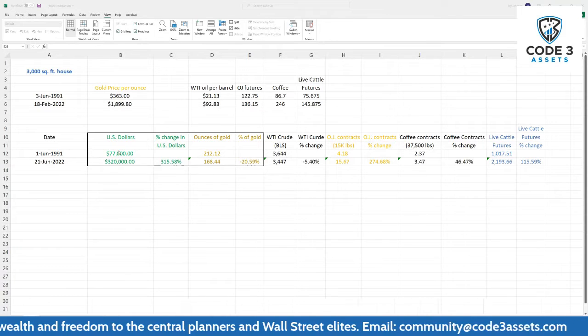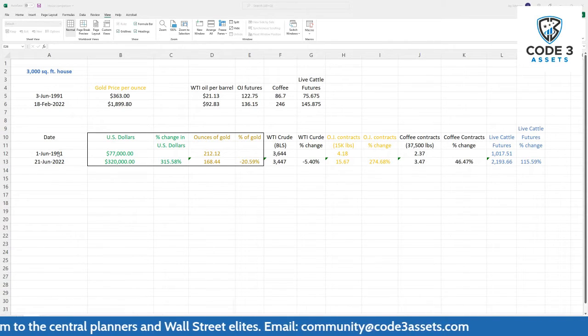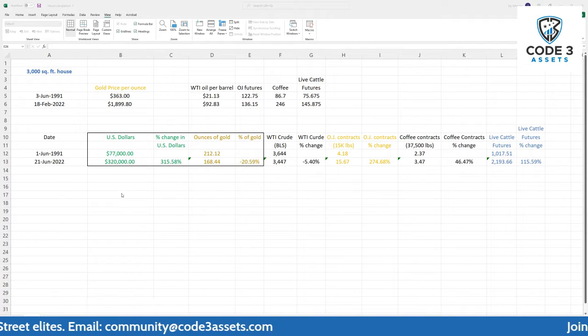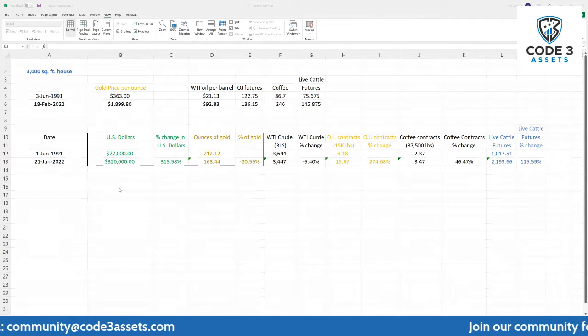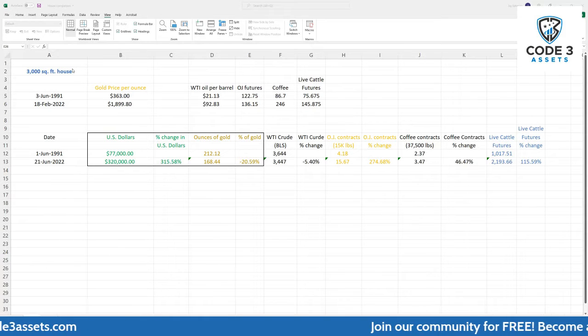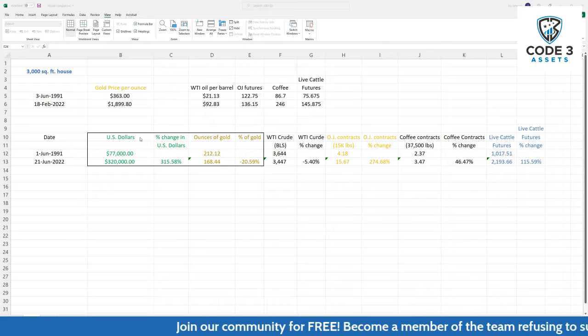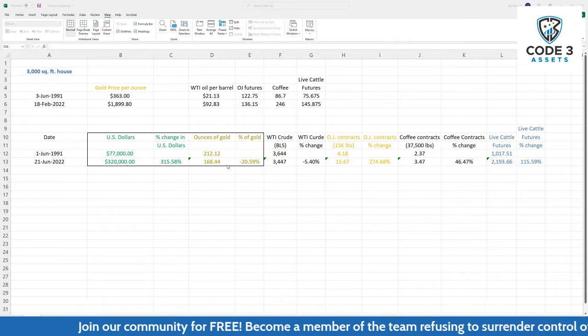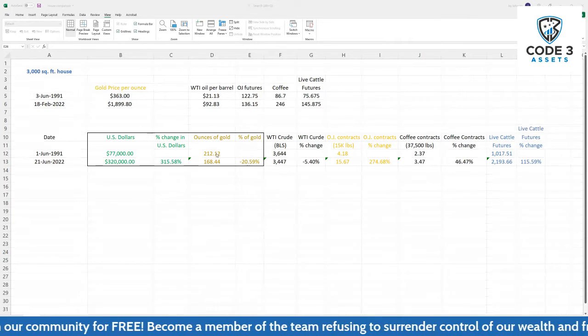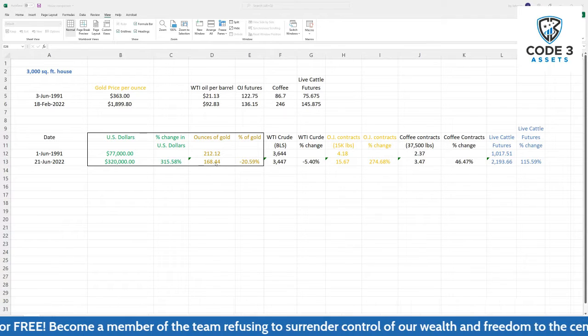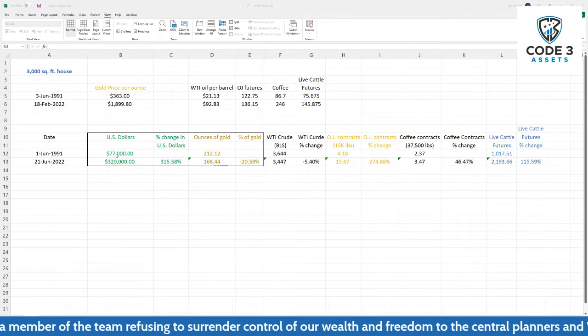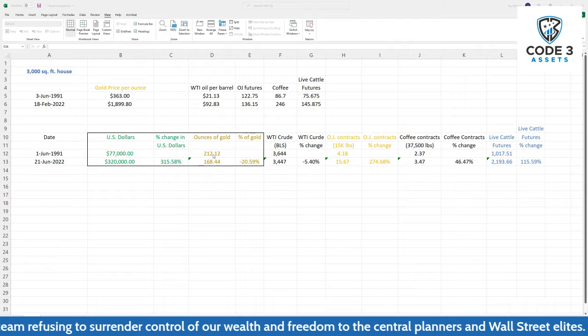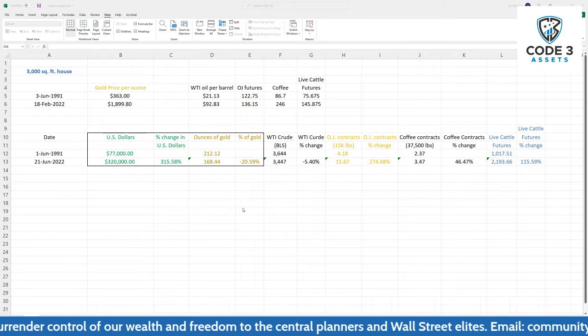So that hasn't changed. In 1991, for this particular example, it took 77,000 US dollars to acquire that real thing in the real economy, the real thing being the house. At that time, gold was $363 an ounce. So if you look at how many ounces of gold it would have taken at that time to convert to dollars to pay the builder or whoever to buy that house, it would have taken 212 ounces of gold.